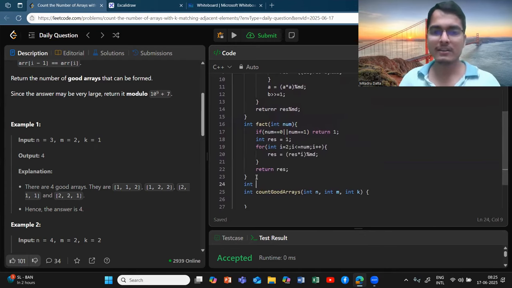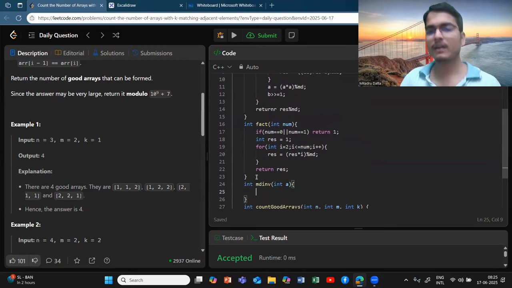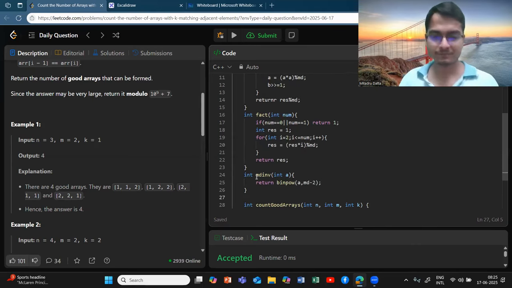As I told you, mod inverse gives me 1 by a mod value, right? So I have the mod inverse function, which will take a number a and tell me the mod inverse of that. That is nothing but binary exponentiation of a, according to the theorem. This is a number theory theorem, you can just check it out. A to the power mod minus 2, as I told you. Now, how to calculate inverse factorial?